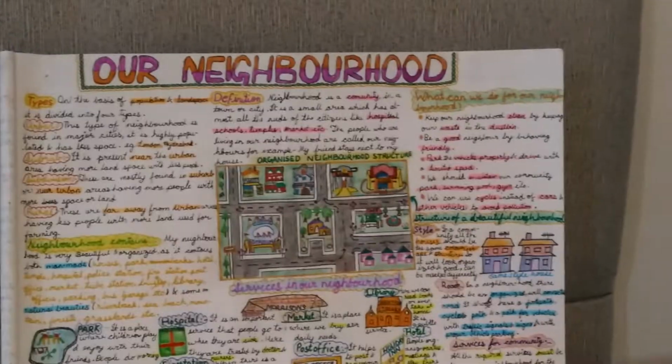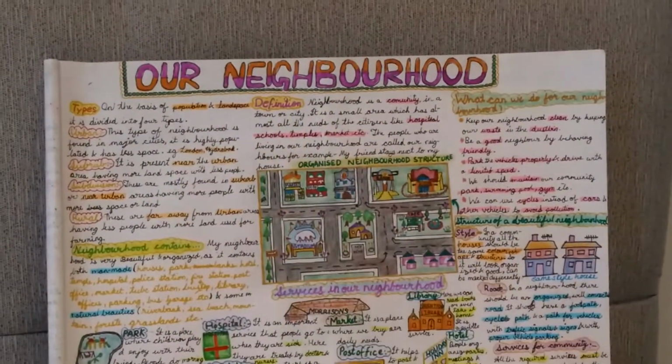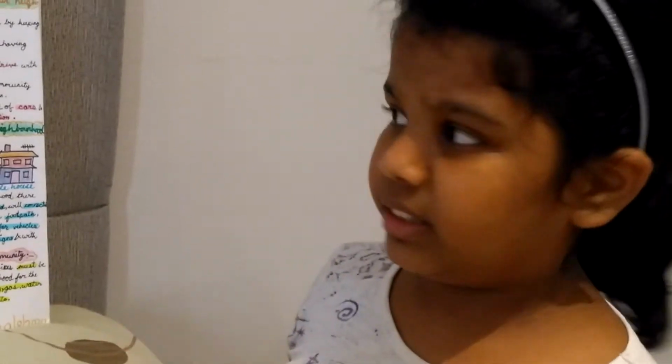On the basis of population and land space, it is divided into 4 types. They are urban, suburb, subdivision and rural. First, let's start off with urban. Urban land space is the heart of the city or town. It has more people with less land space.